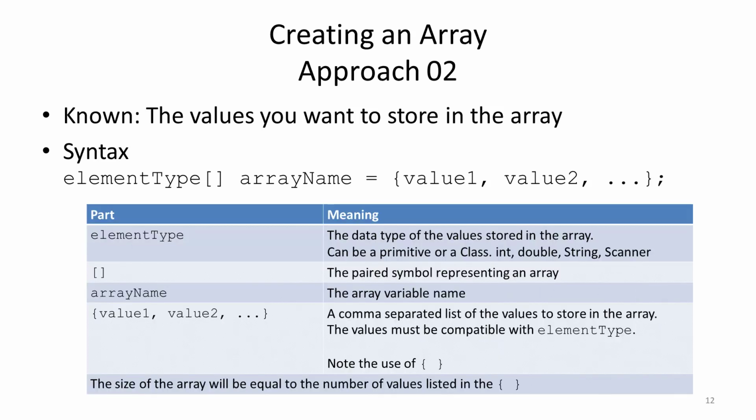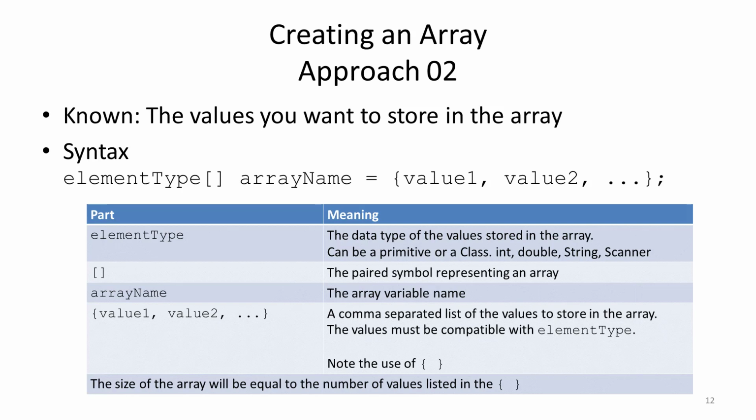The element type, that is unchanged. That is the data type of the values stored in the array. And again, it can be a primitive or a class. The square brackets is the paired symbol representing an array. Array name is the array variable name.